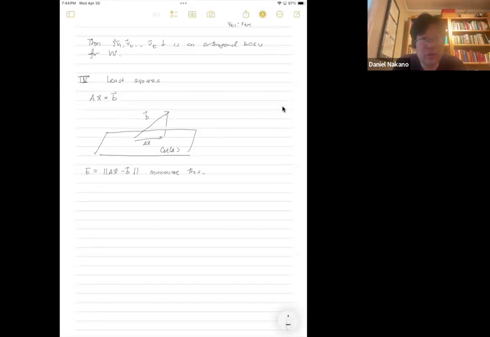And a solution which minimizes the error is called a least squares solution. So if X minimizes E, then X is a least squares solution.